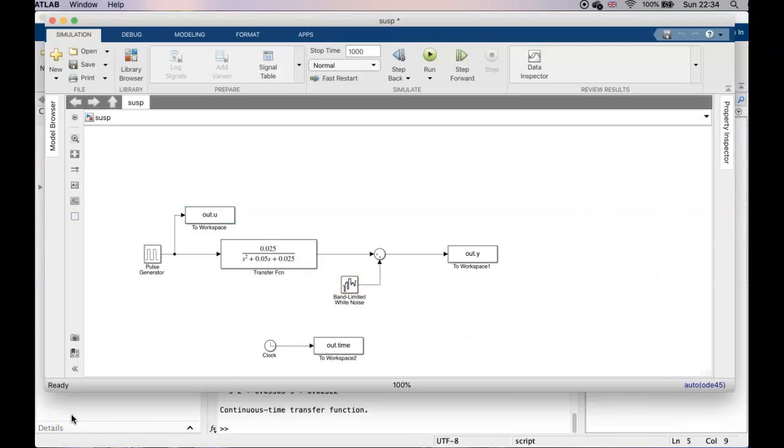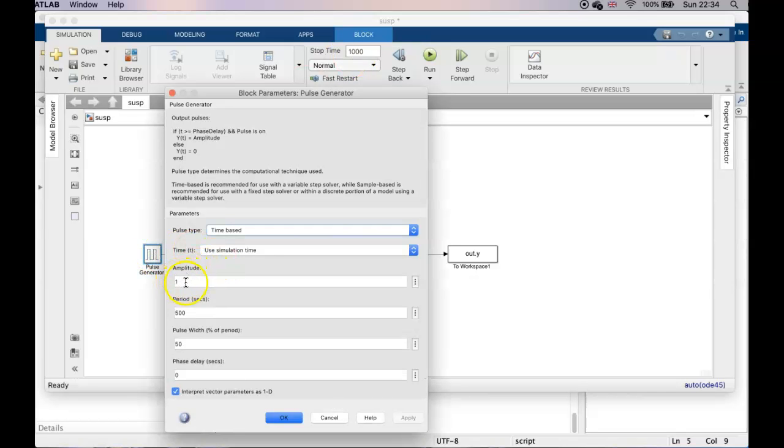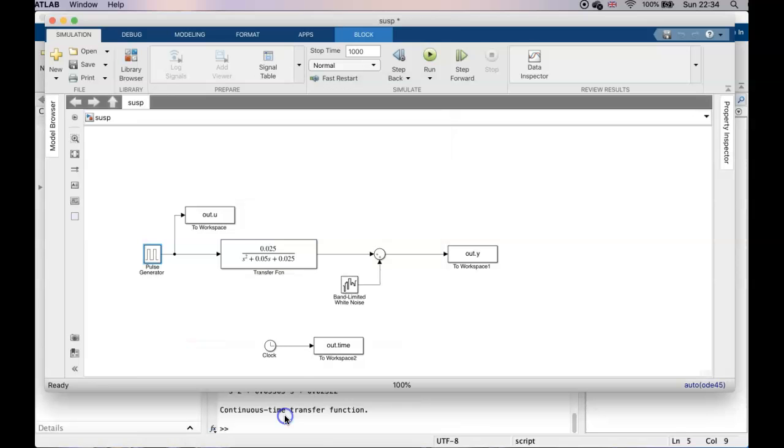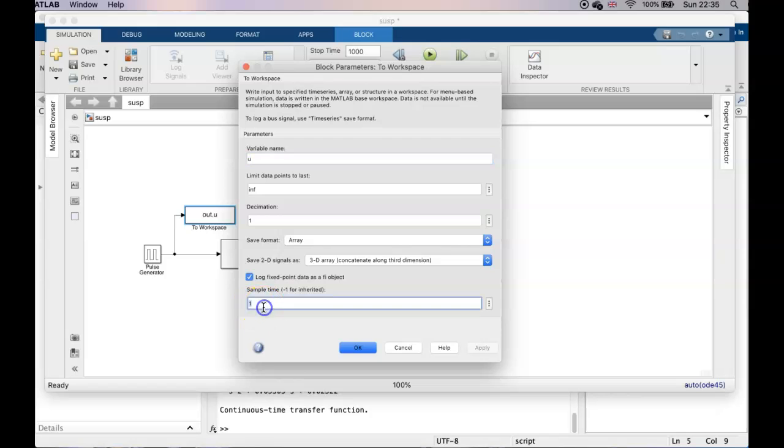So if we're looking at the Simulink model, the first thing to point out is the simulation time. I've set it for 1,000 seconds. So if I go to the pulse generator, you'll see that I've put an amplitude of 1, period of 500 seconds. So we expect to effectively get 2 periods, and the pulse width is going to be 50% of that, so effectively 250 seconds.